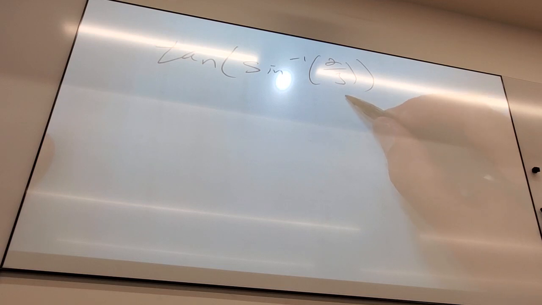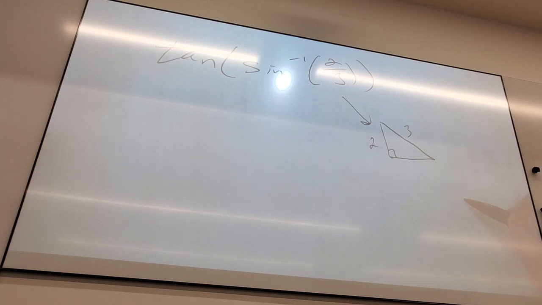Let me catch up to you guys a little bit. What's the first thing anybody is doing? Tell me, what's the first thing you're doing? Draw a triangle. Which side is going to be 2? It's going to be the y. And sine, right? Hypotenuse is going to be 3.